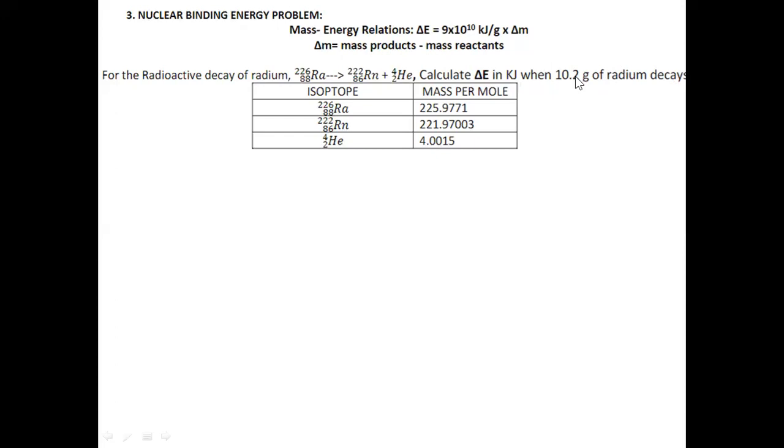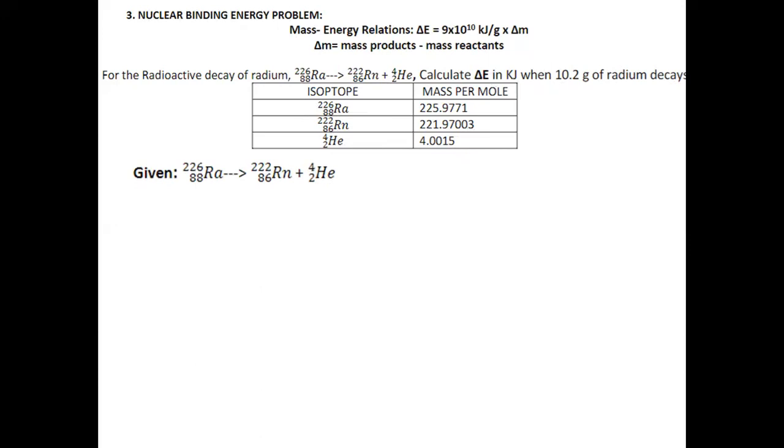This is the mass of the sample, but we're not going to use this for immediate substitution for delta M. Now we are given the following isotopes and the mass per mole. For the isotope radium, the mass per mole is 225.9771; for Rn, 221.97003; and for helium, 4.0015. Now let's proceed.